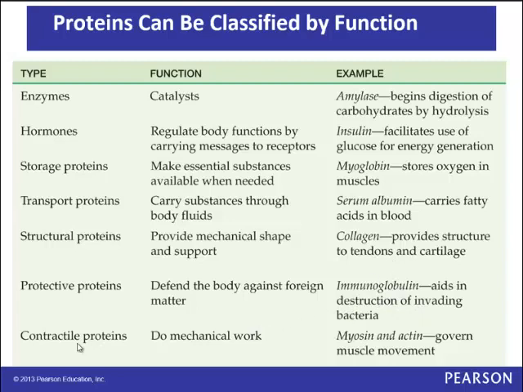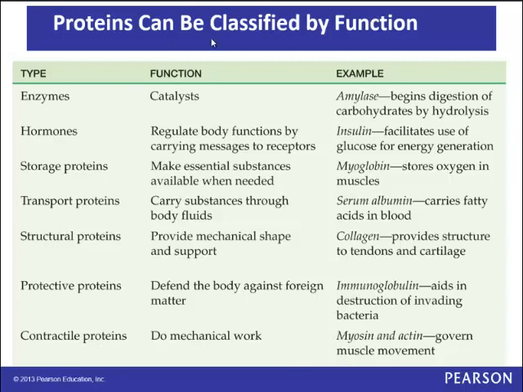We can also have contractile proteins. These types of contractile proteins will actually do mechanical work. So two proteins that are involved in muscle contraction, for example, are myosin and actin. They're going to cause the contraction that we feel every time that we contract and move our muscles. This is controlled also by proteins.